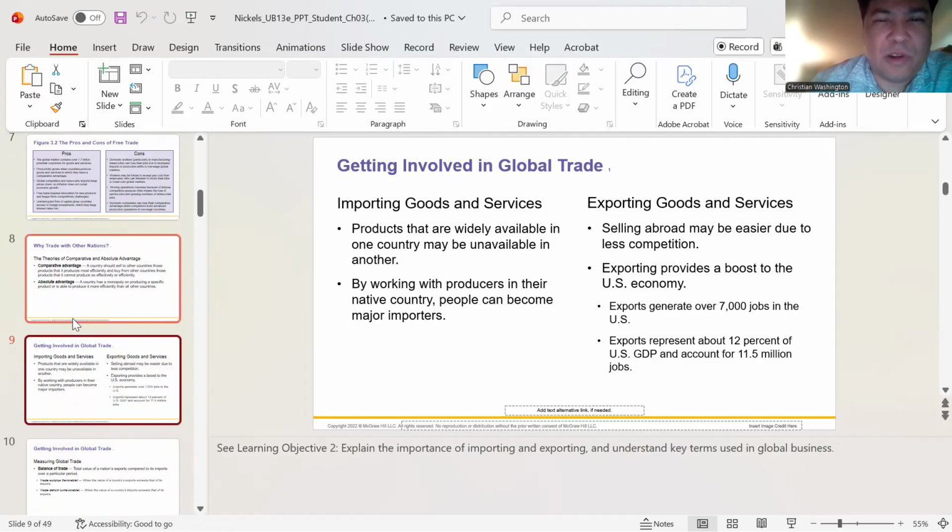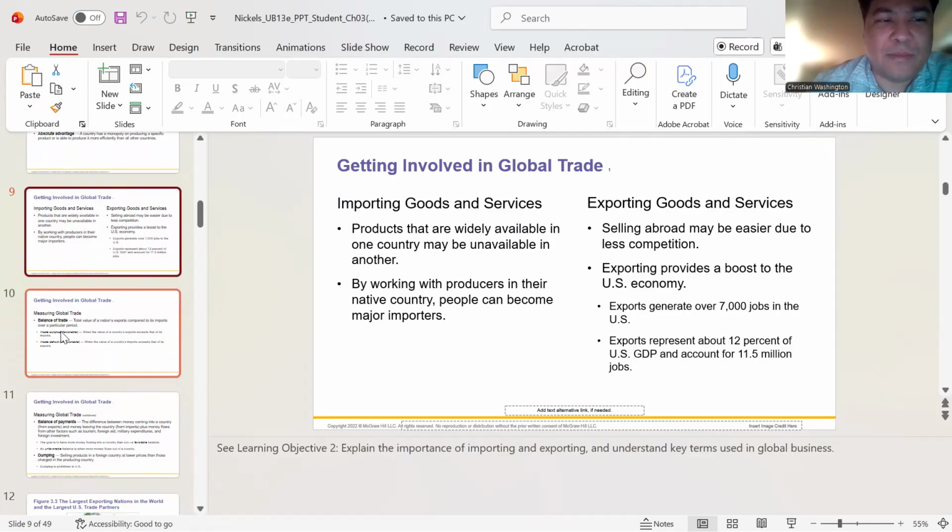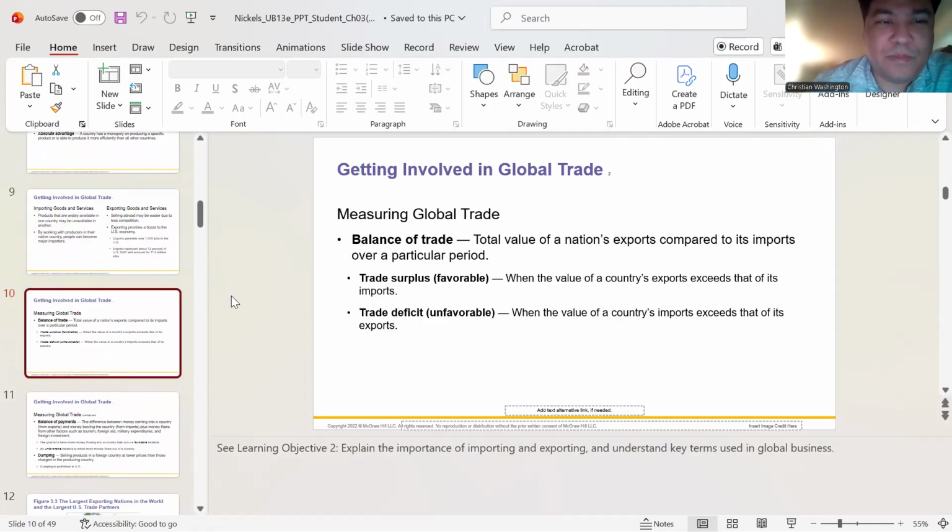We went over importing goods and services last time. We touched a little bit on balance of trade. So, a trade surplus is where you're exporting or selling more things from your country. A deficit is where you're importing more things, right?